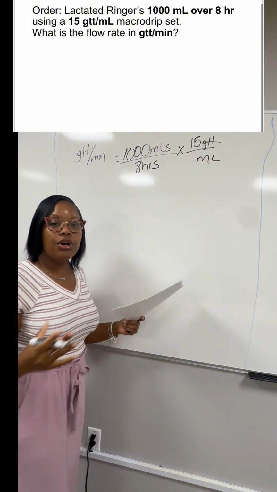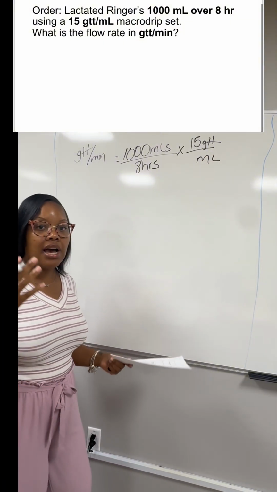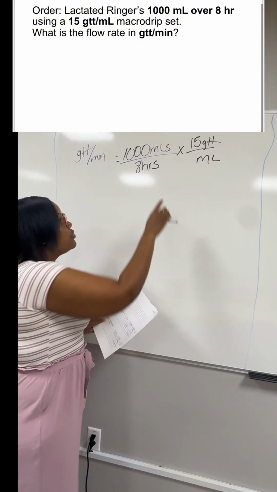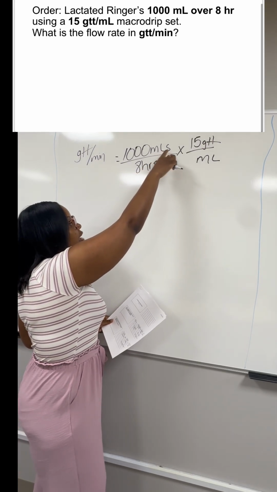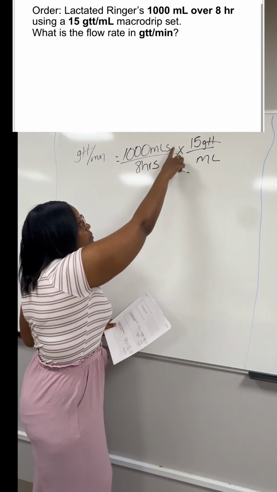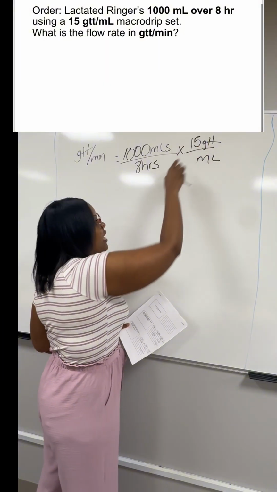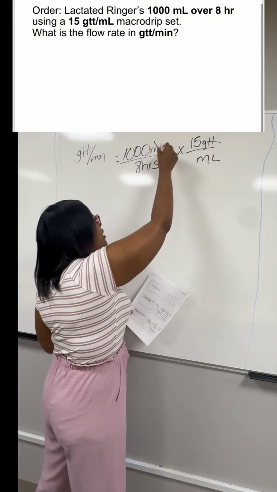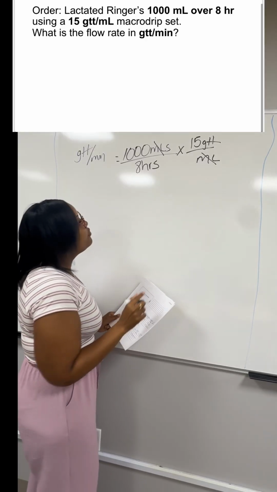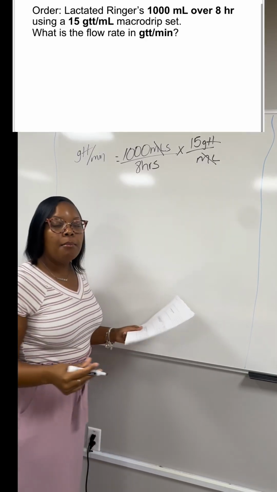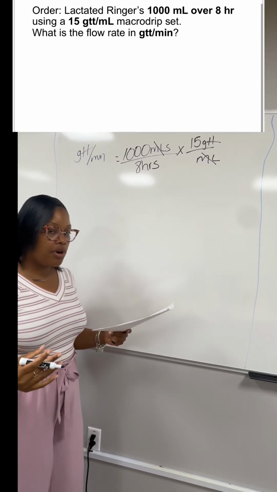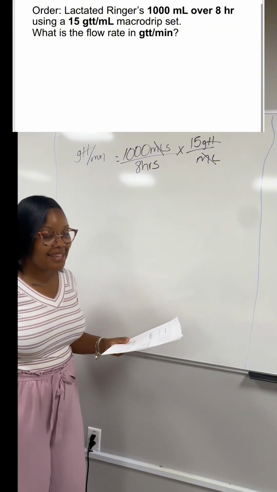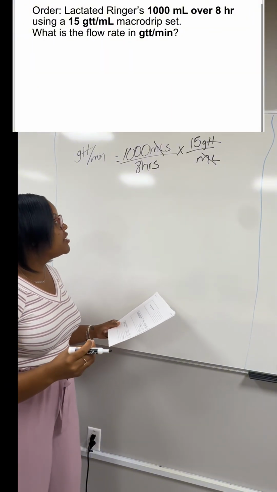So how do we know what number needs to go on the top and what number needs to go on the bottom? In order for mLs to cancel out, mLs have to be on the bottom. mLs cannot cancel out if they're side by side. So we know where our numbers need to go based on what can cancel out. mLs is canceled out and we're left with GTTs per hour. But our answer is asking for us to be in GTTs per minute. So guess what? We've got to go another step further.